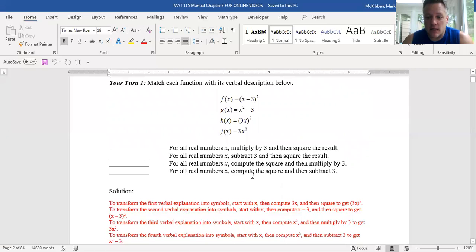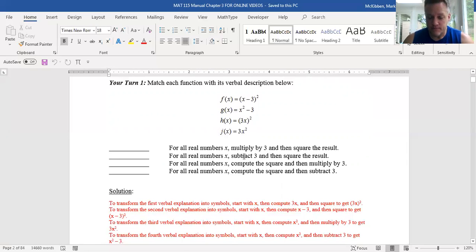Let's see. Yeah, so compare that to the third one here. Give me an x, compute the square, and then multiply by 3. So that means you have x squared and then times 3. That would be j of x. You see the difference between the first and the third one. It's the order in which you're doing the operations.